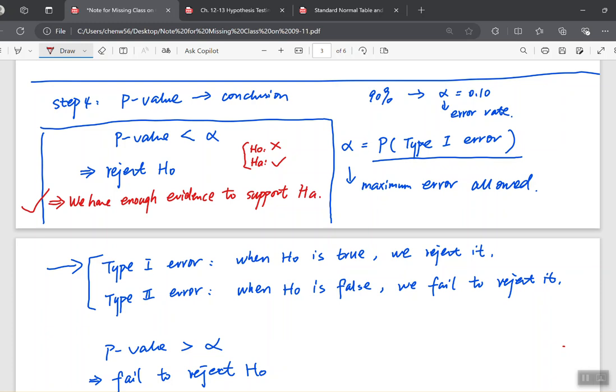In your essay assignment or in the exam, if you just stop here, it is not a conclusion. You get no credit on it. All right, just to be careful about this.